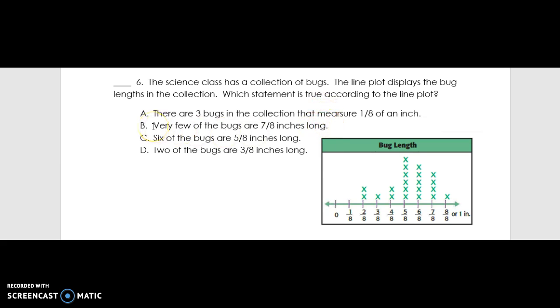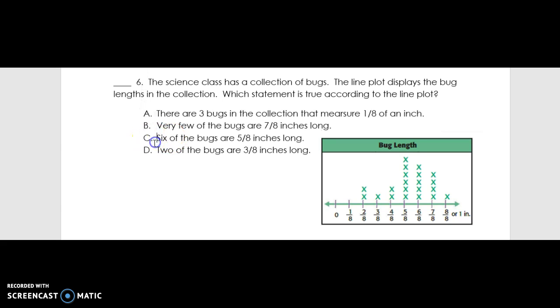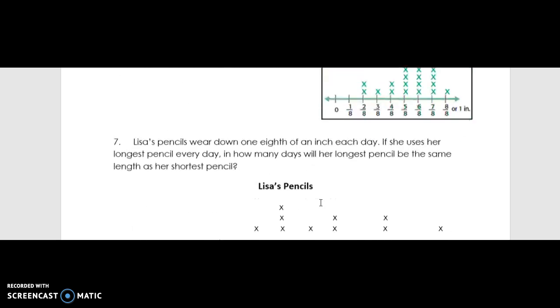So that's not true. C, 6 of the bugs are 5/8 of an inch long. So let's go to 5/8 and let's count. 1, 2, 3, 4, 5, 6. Ooh, let's check D, but that might be our answer. 2 of the bugs are 3/8 inches long. Well, if you go over here, you can see that there's only 1. So the answer is C.